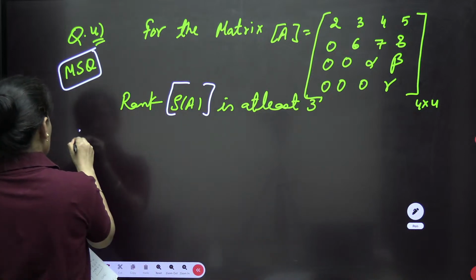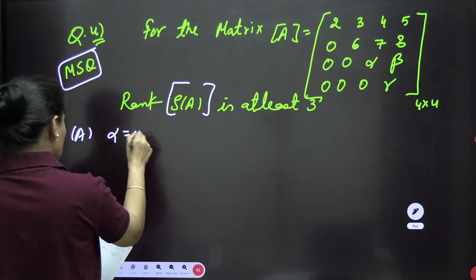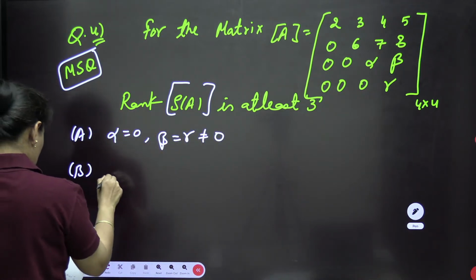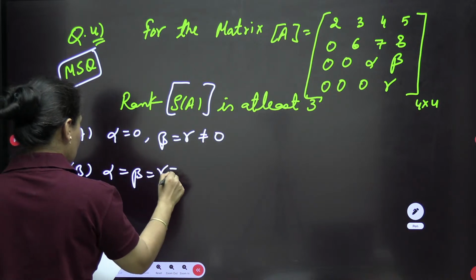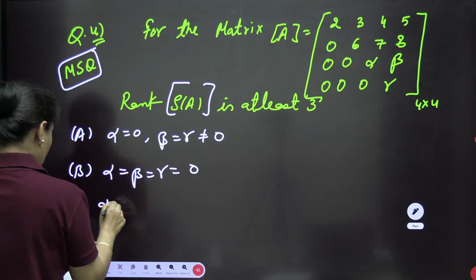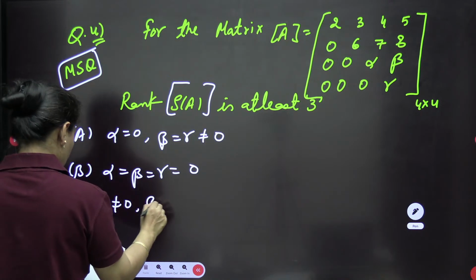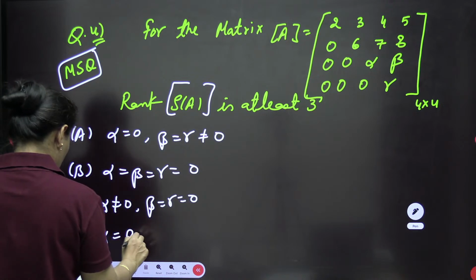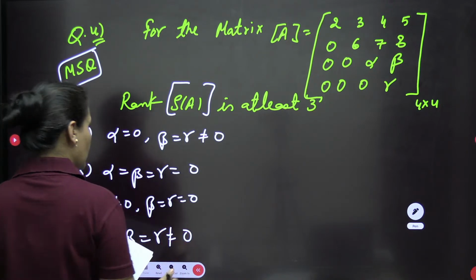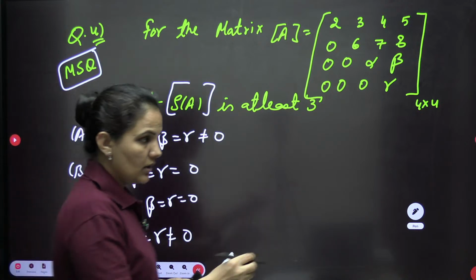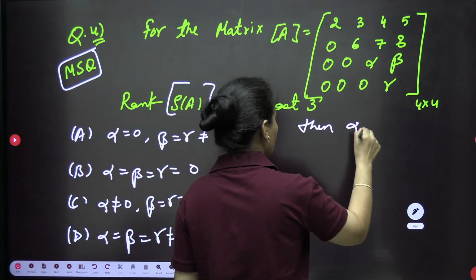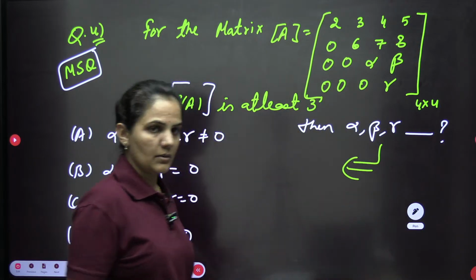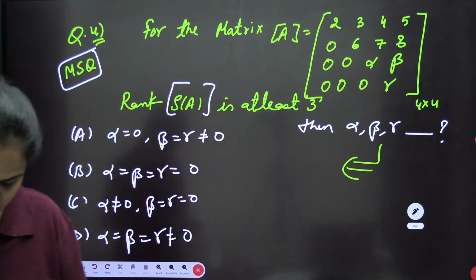So first option is alpha equals to 0, beta and gamma not equal to 0. Second, alpha, beta, gamma all are equal to 0. Third, alpha not equal to 0, beta and gamma equal to 0. And the last one is alpha, beta, gamma all are not equal to 0. It is asking for which values of alpha, beta, gamma which conditions are true.